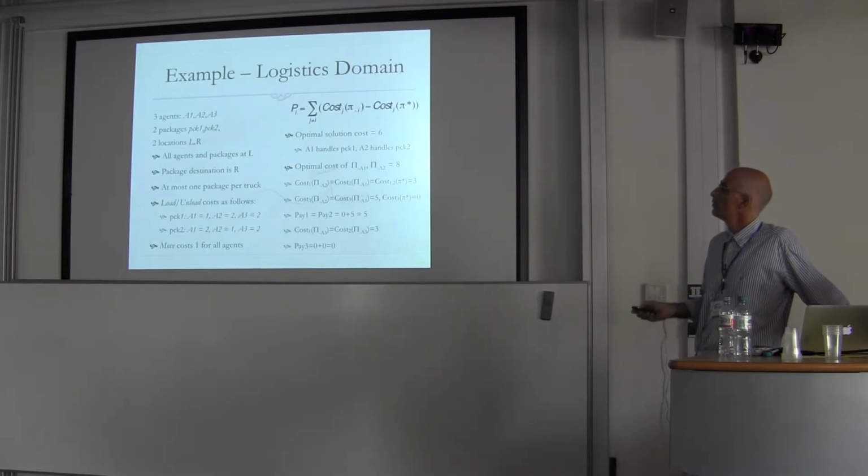So here's an example to illustrate these ideas. Let's think about the logistics domain. We have three agents, A1, A2, A3, two packages, package 1 and package 2, and two locations, left and right. All the agents and the packages are initially at the left. The package destination is the right.